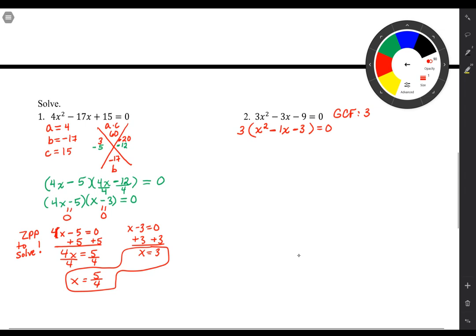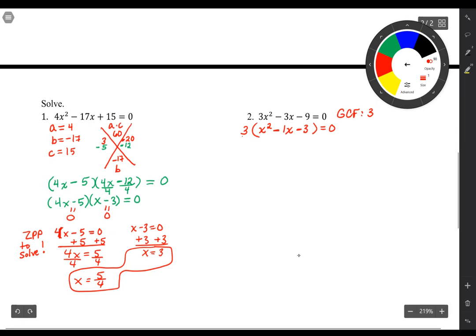3 times x squared is 3x squared. 3 times negative 1x is negative 3x. And 3 times negative 3 is negative 9. And now you can identify A, B, and C. A is 1. B is negative 1. C is negative 3. A times C is negative 3. B is negative 1. Okay, so negative 3 is such a small number, so this should be pretty easy.